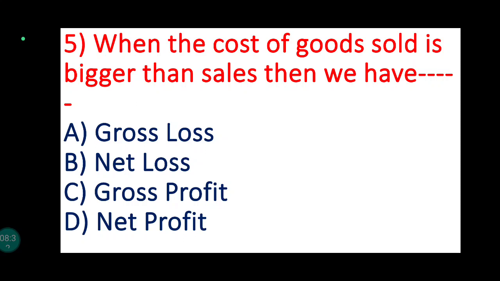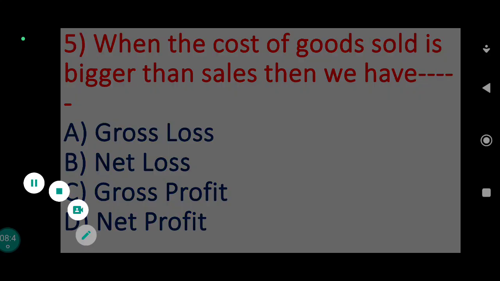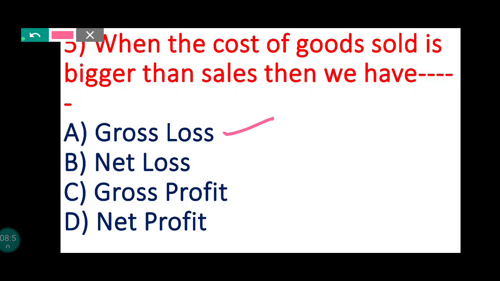Fifth one now, when the cost of goods sold is bigger than the sales, then we have. It is the opposite of what we saw in transaction number 4 about gross profit. Here the cost is more than the sales, so obviously we can say it is gross loss.